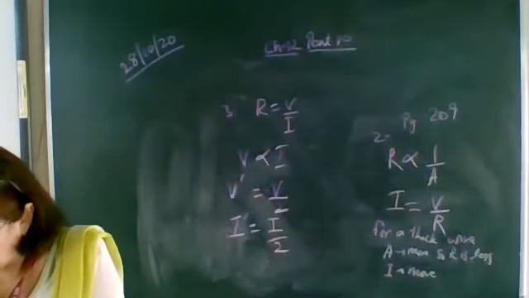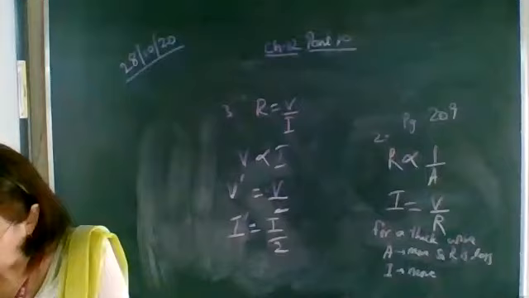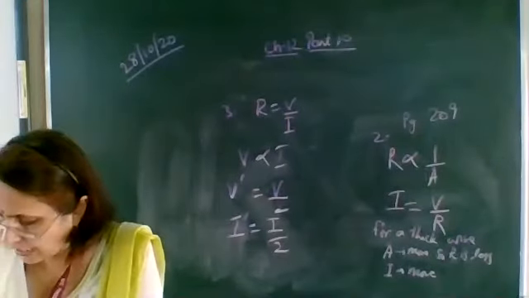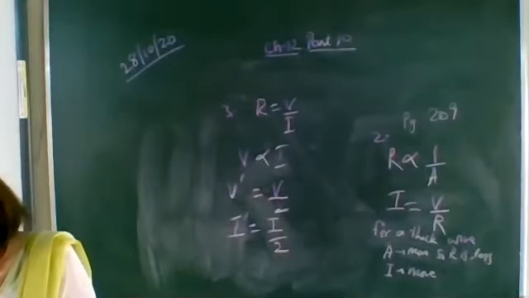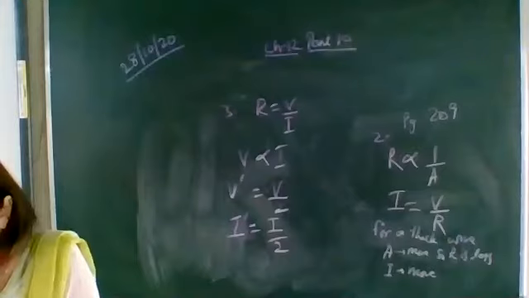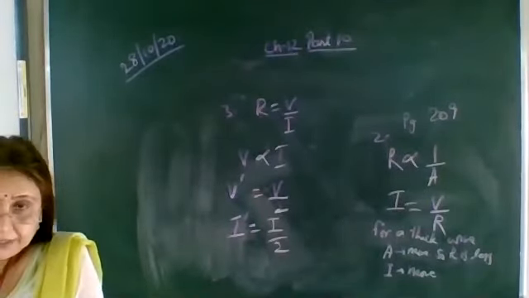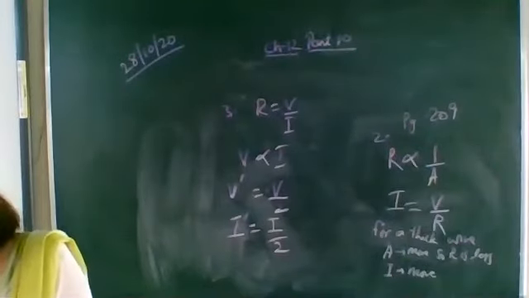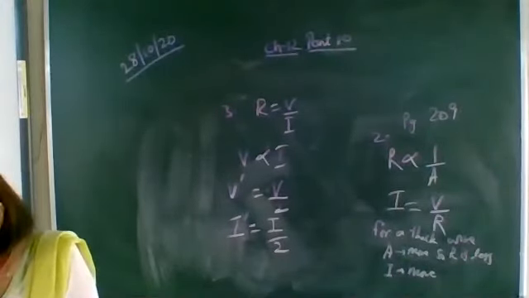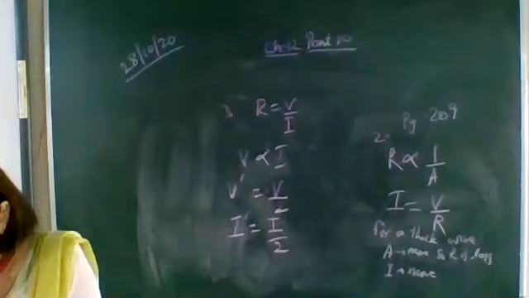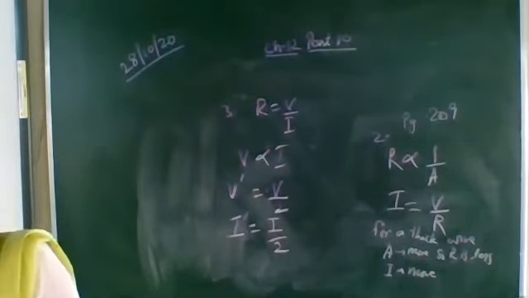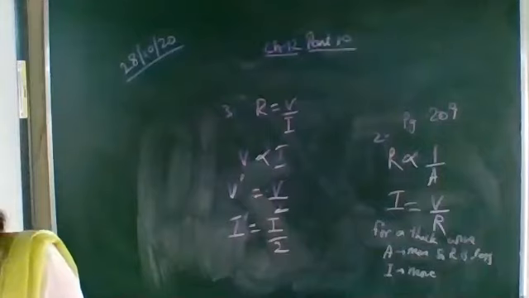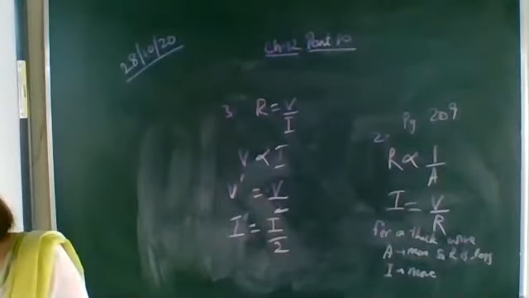Question number 5 is use the data in table 12.2 to answer the following. Which among iron and mercury is a better conductor? Okay, so take out page number 207. No need to remember these values. Here you can see that iron has a resistivity of 10 into 10 raised to the power minus 8 ohm meter, whereas mercury has a resistivity of 94 into 10 raised to the power minus 8.